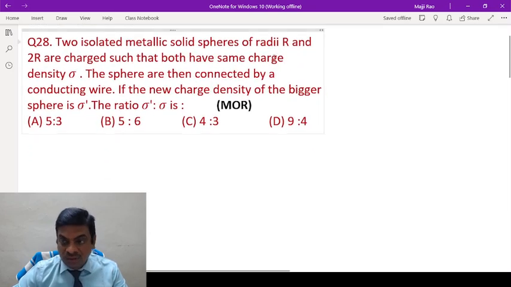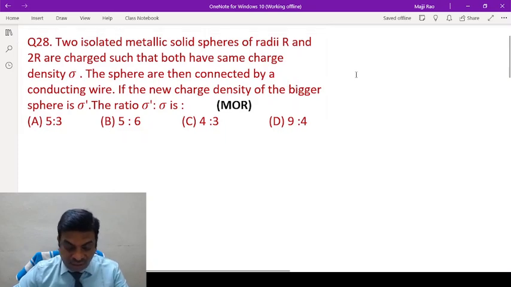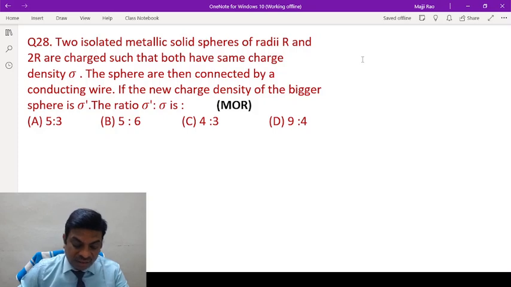This is the first question. As you can see, two isolated metallic solid spheres of radii r and 2r are charged such that both have the same charge density sigma. The spheres are then connected by a conducting wire. If the new charge density of the bigger sphere is sigma dash, then the ratio sigma dash by sigma.